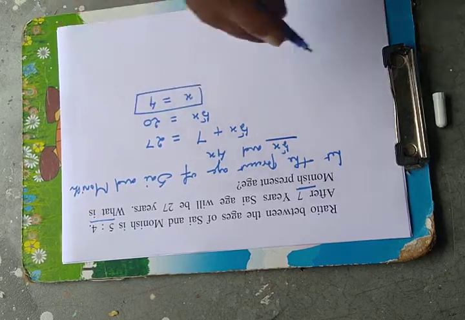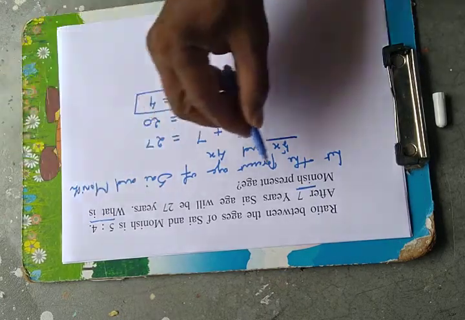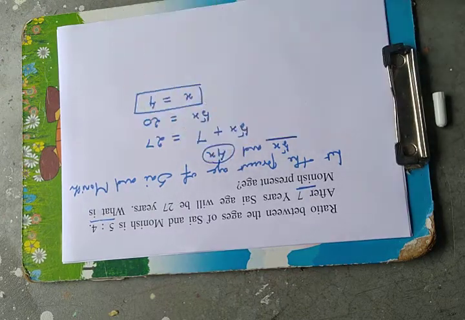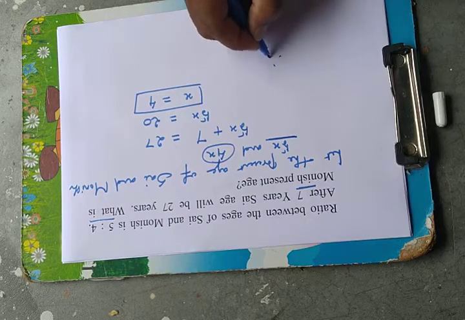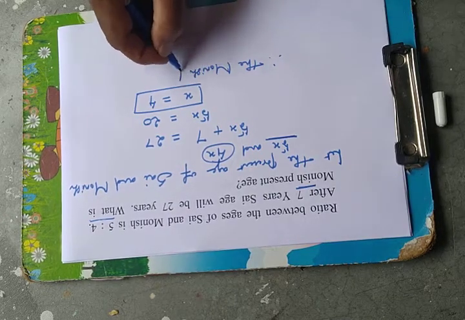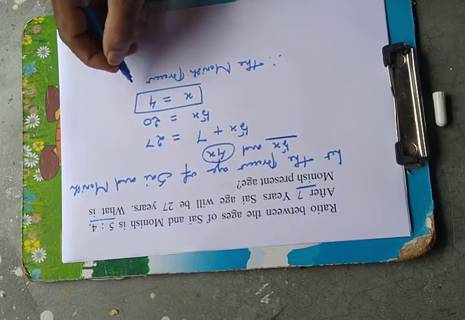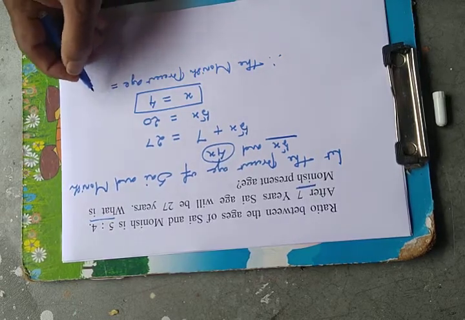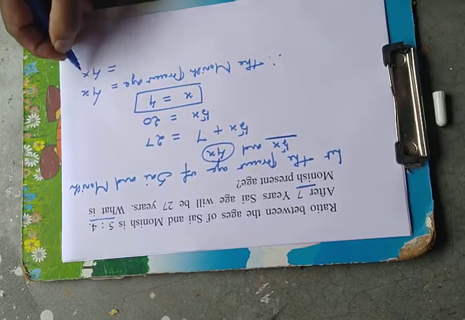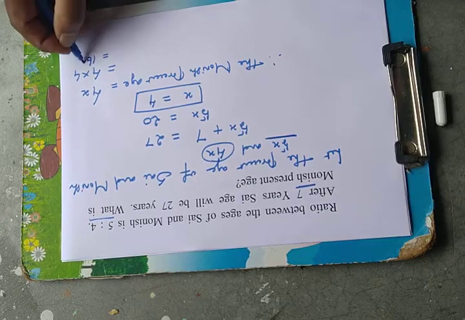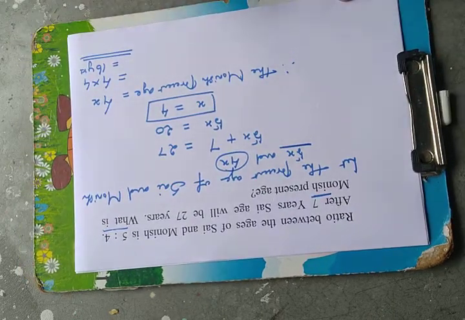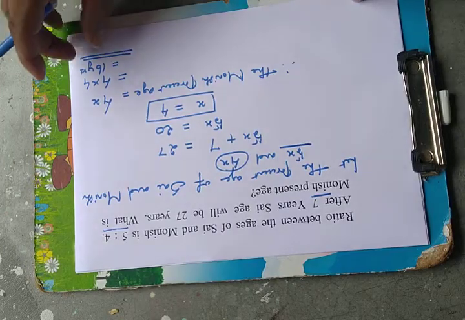Now our aim is to find Monish's present age. Actually we assumed Monish's present age is 4x. Therefore Monish's present age equals 4x. The x value we got is 4. 4 into 4 becomes 16. Therefore Monish's present age is 16 years. Okay, you got it?